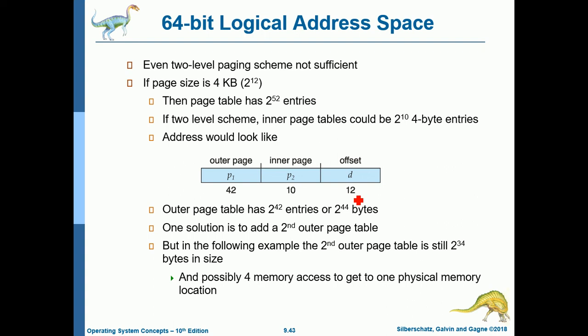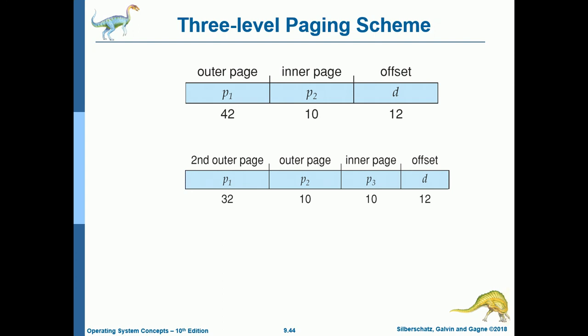It's too big. One solution is to add a second outer page table. But in the following example, the second outer page table is still 2 raised to 34 bytes in size, and possibly requires multiple memory accesses to get one physical memory location. In this example, the outer page is 42, then 10, and then 12 for 64-bit. We create another, the second outer page table, but it's still big. For P sub 1, we have 32, and then the outer and inner pages are the same at 10, and the offset is 12. This is also equivalent to 64-bit.